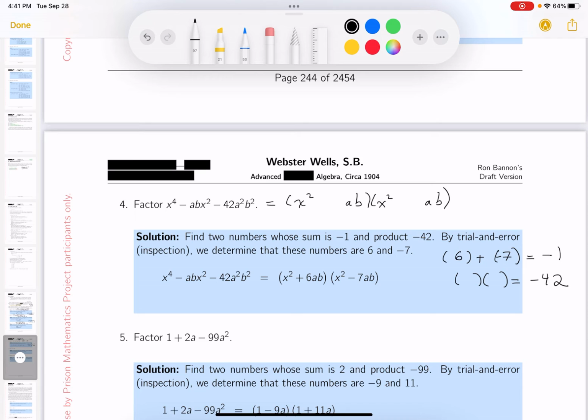And then what do you do? Let me see if that's true. -7 times 6, that's -42. So what are the two numbers? +6 and -7. I'll write that down. But I think you know what I'm going to say now. I want to check it. I want to see if that's right. So what do you get up there?